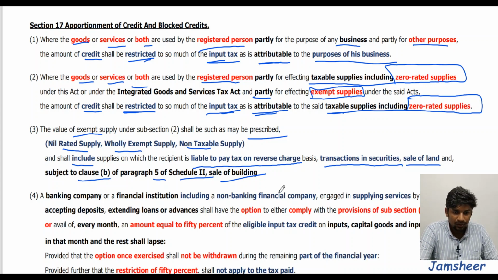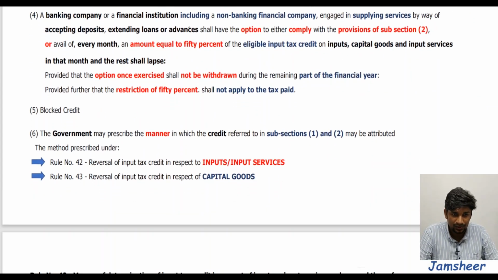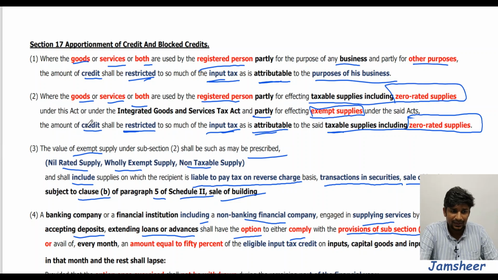Subsection 4 of Section 17 talks about a banking company or financial institution including a non-banking financial company engaged in supply of services by way of accepting deposits, extending loans or advances. They have an option to either comply with the provisions of subsection 2. So what is subsection 2? Under subsection 2, the input tax credit shall be restricted to so much of the input tax as is attributable to the said taxable supplies.